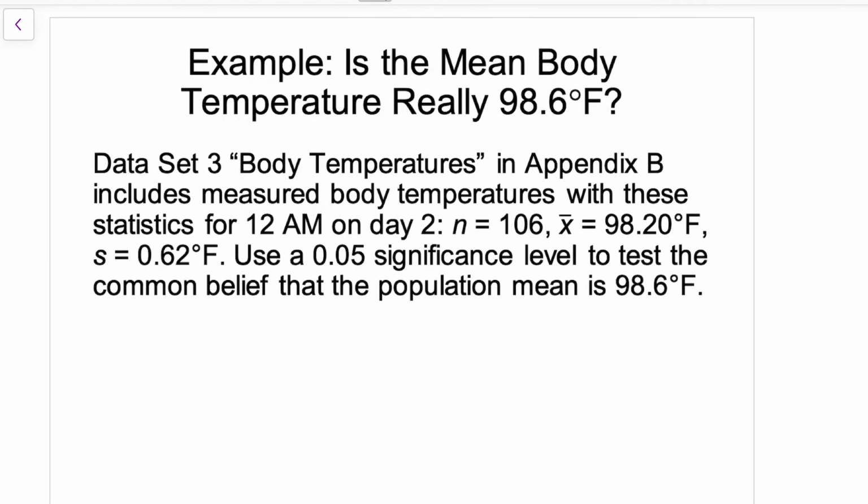Let's look at our last example. Here, we're going to revisit the idea of body temperature, where we have 106 people in this study. We found a sample mean for their body temperatures to be 98.2 degrees Fahrenheit with a sample standard deviation of 0.62. And we want to use a 0.05 significance level to test the claim that the population mean is 98.6.